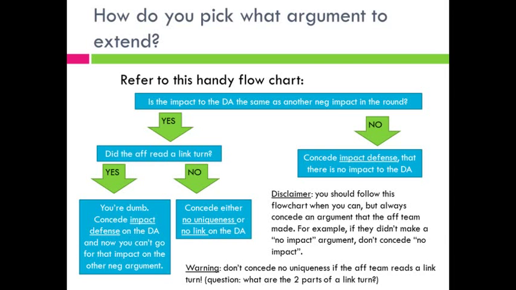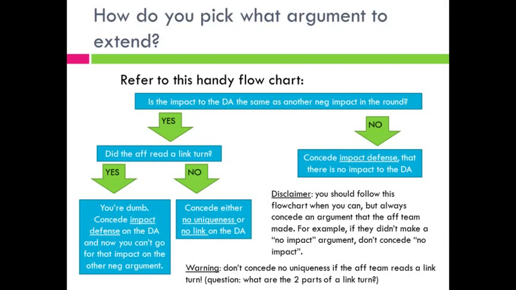But if the AF did not read a link turn, then you can either concede no uniqueness or no link on the DA. Okay, so what happens if the impact of the DA is not the same as another neg impact in the round? Then all you have to do is concede the impact defense so there's no impact to the DA.